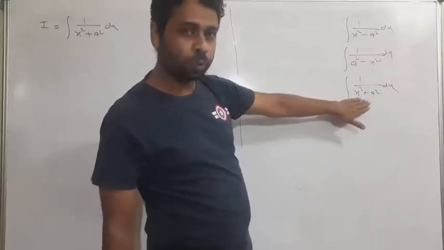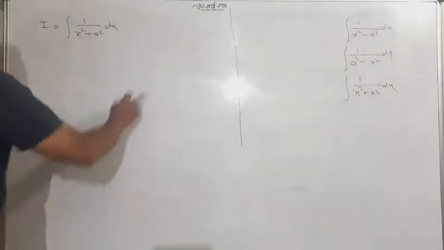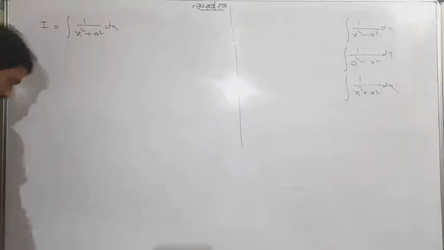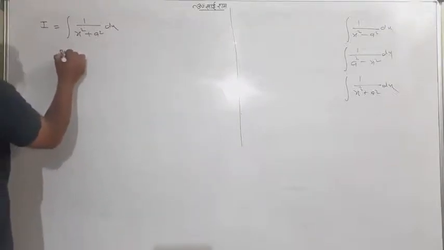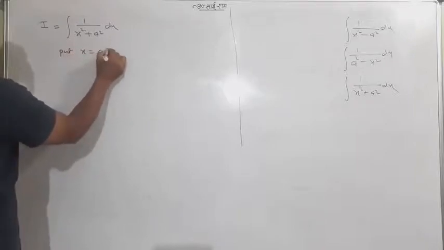Now I'm telling you x square plus a square. Look at how to deal with this particular problem. How to deal with this particular problem. For that, you put x equal to a tan theta.